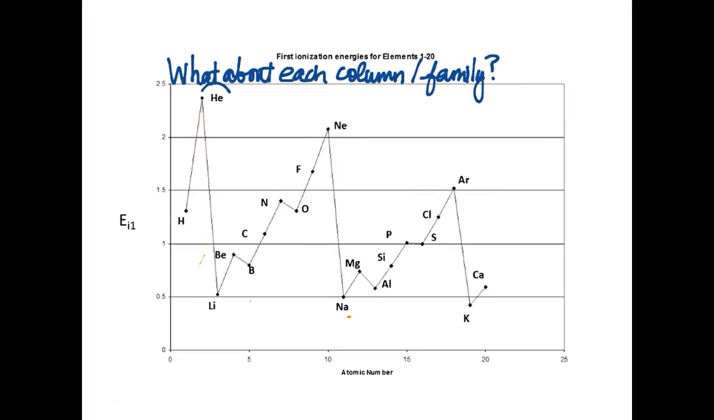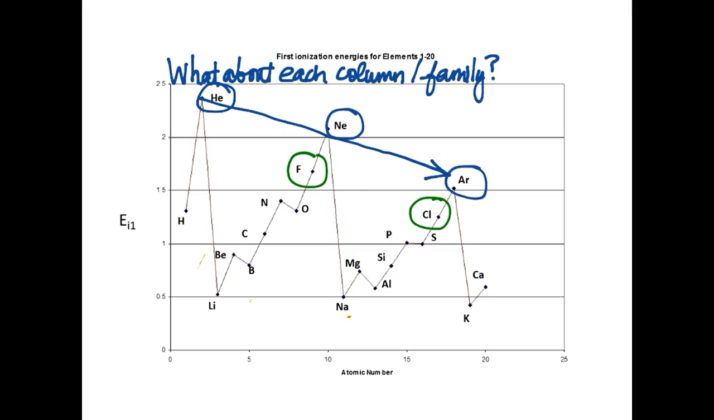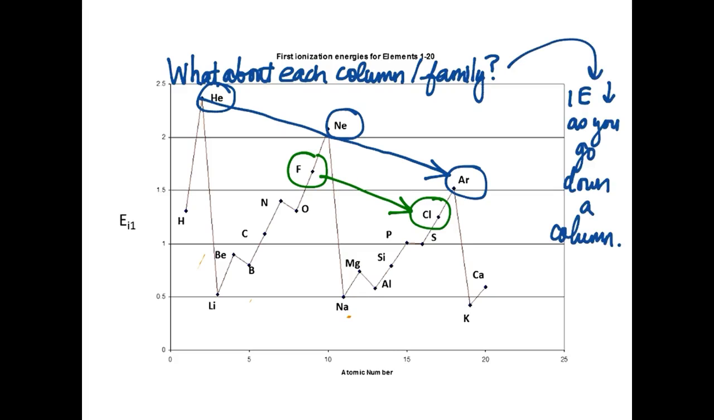When we look at columns, if we go from helium to neon to argon, these are the noble gases, you can generally see that ionization energy decreases as you go down a family. That's going to be true regardless of which family we use. Here are the halogens. So ionization energy decreases as you go down a column.